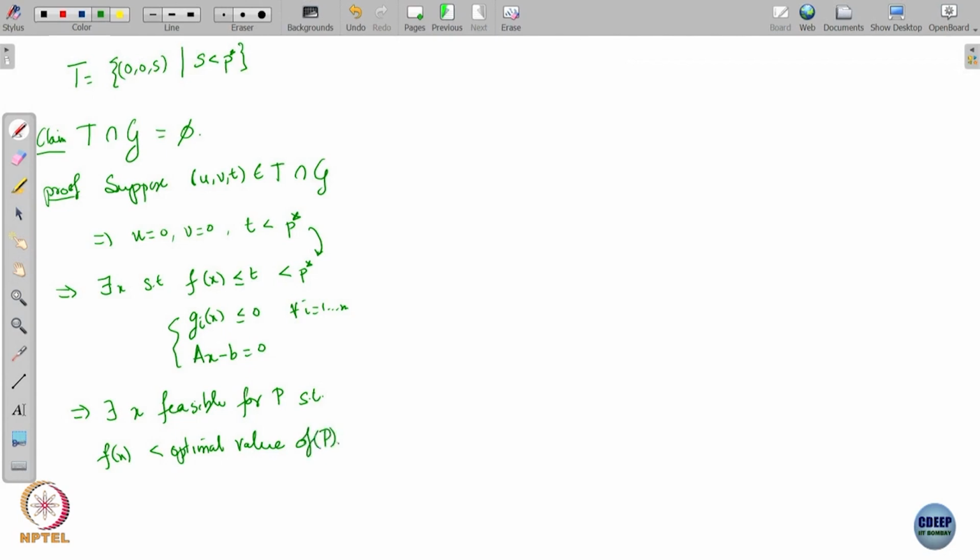So, what does this mean? It basically means that if T intersection G is not empty, then you should be able to find an x whose optimal value is actually less than the stated value p star. And that is absurd because p star is the least possible value. So consequently, this is not possible. So, this is a contradiction.